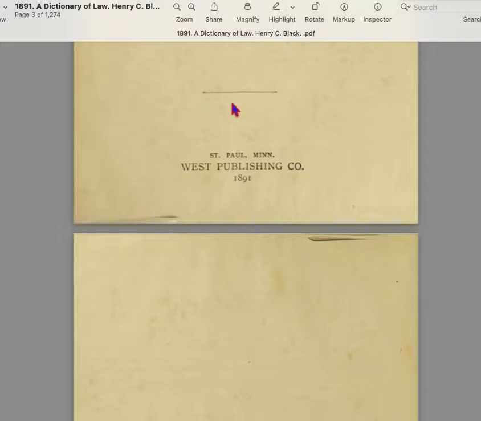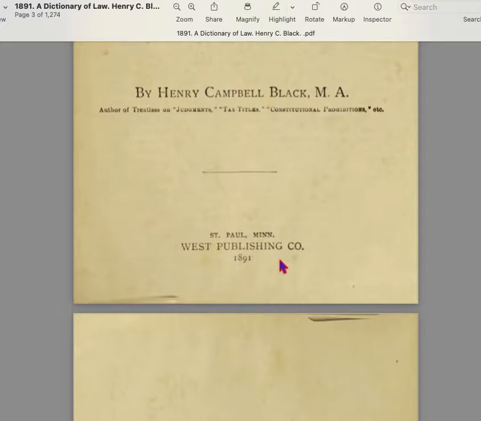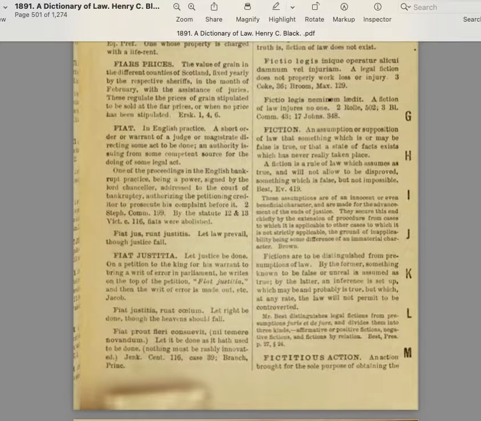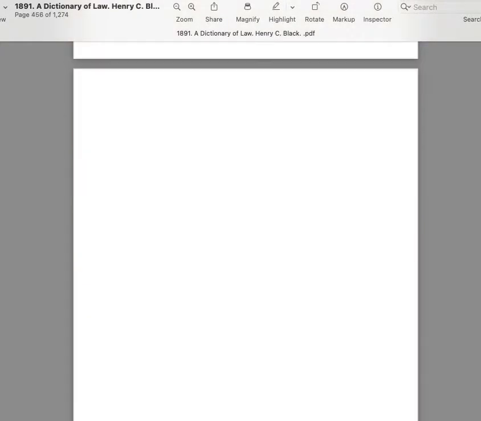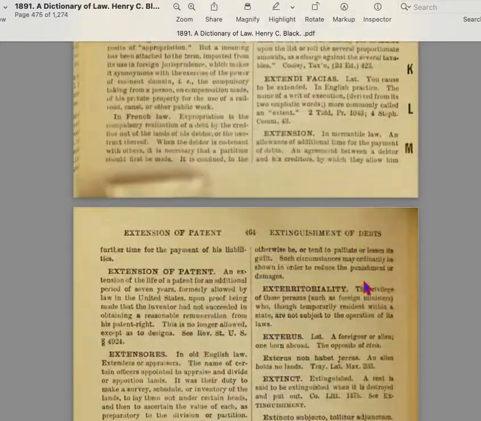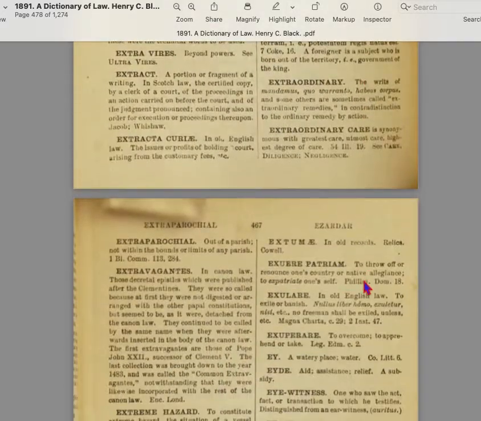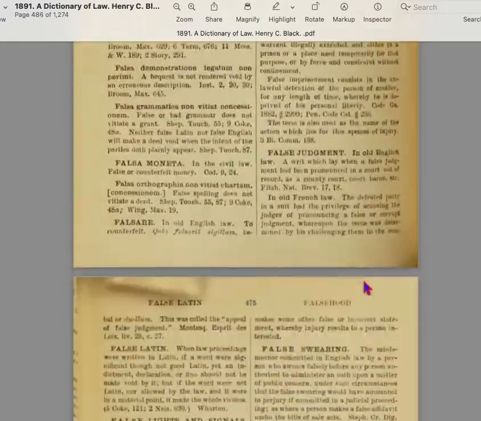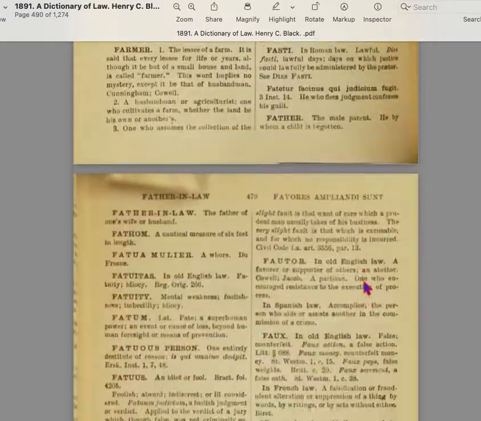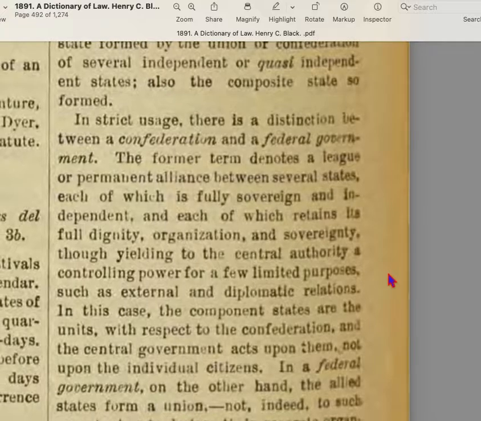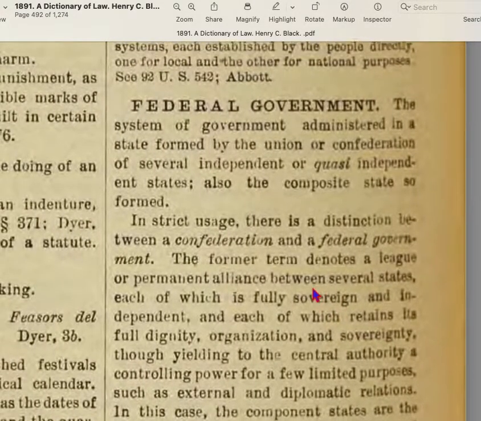If you were to look this up on the internet, it's the 1891 Dictionary of Law by Henry Black, and you go to page 480, I believe it was about 480. We're going to go over what they say federal government means. Okay, I hope that you can see this.